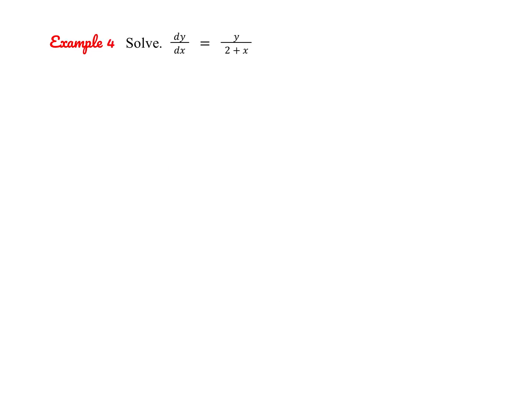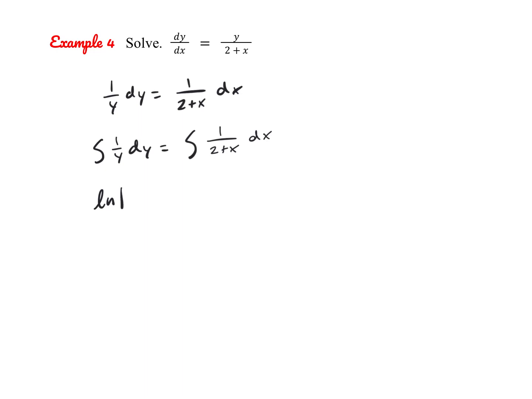All right, so let's try another one together. So here, when I separate this differential equation, we get 1 over y dy equals 1 over 2 plus x dx, and then I can integrate both sides. So on the left, we get the natural log of the absolute value of y, and on the right, we would get the natural log of the absolute value of 2 plus x, and then I could just have a single constant of integration on the right.